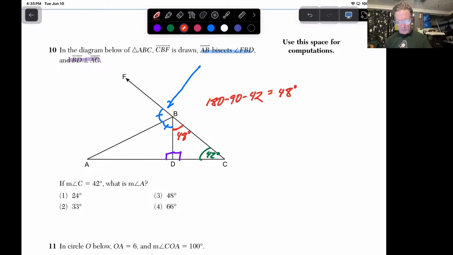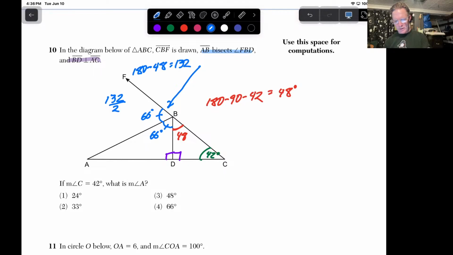Okay, now that we know that, well, we can figure out these two angles, right? Because all three of these angles have to equal 180 because they form a straight line. So what is 180 minus 48? That's 132. 132 divided by 2 is 66. So each of those are 66 degrees.